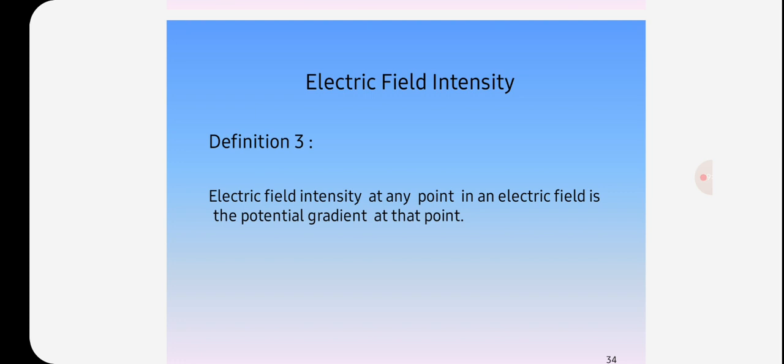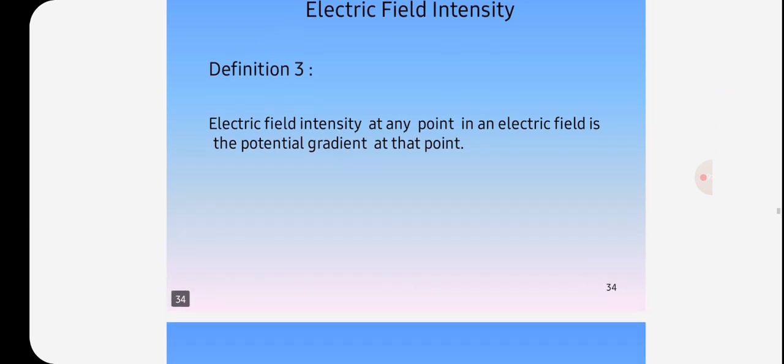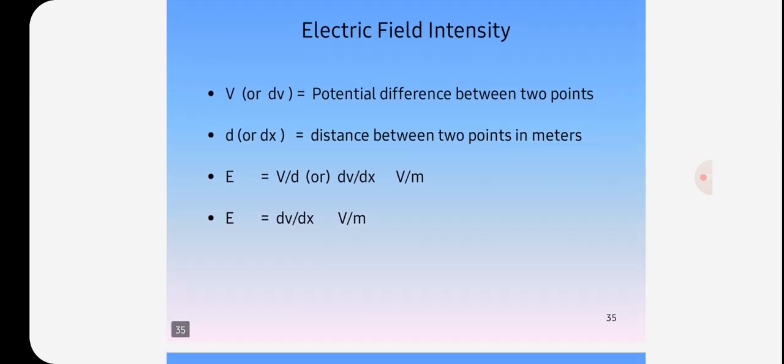Definition 3. Electric field intensity at any point in an electric field is the potential gradient at that point. Here dV is the potential difference between 2 points, and dx is the distance between 2 points in meters. Capital E is equal to V by small d or dV by dx volts per meter.